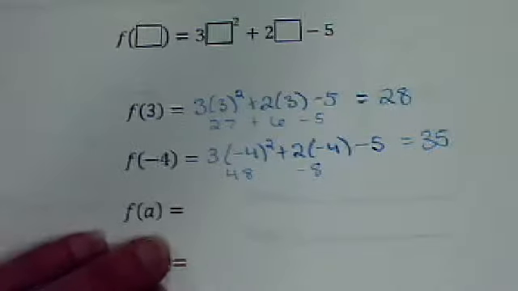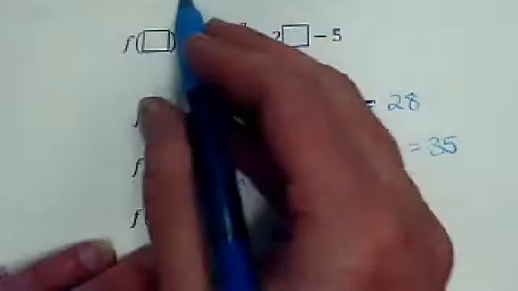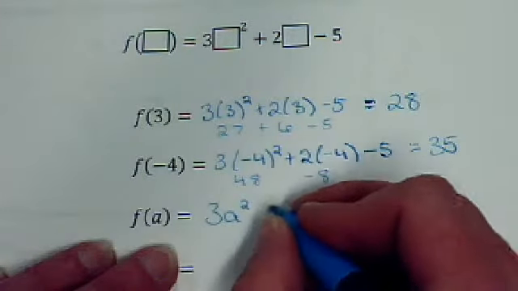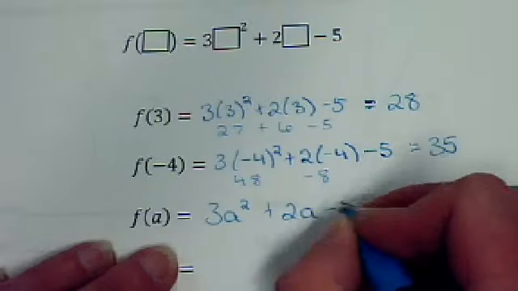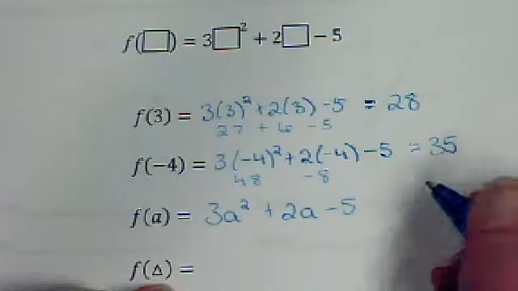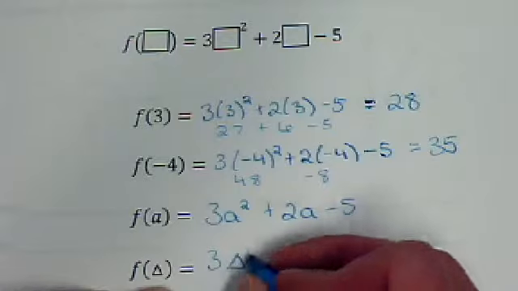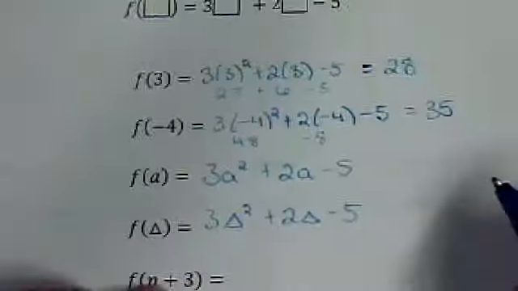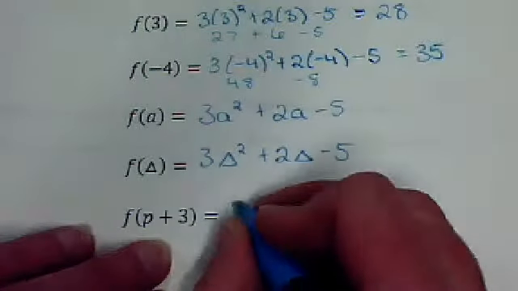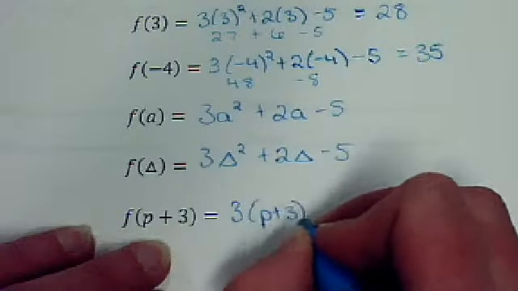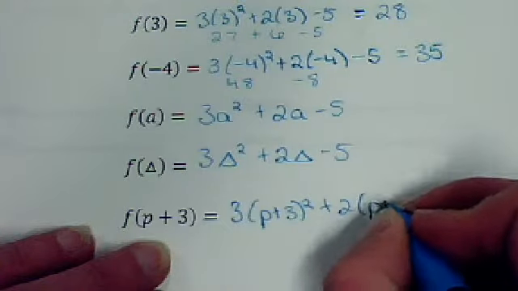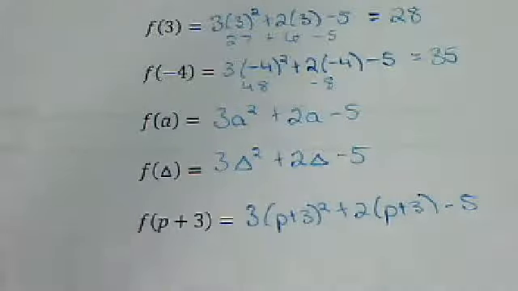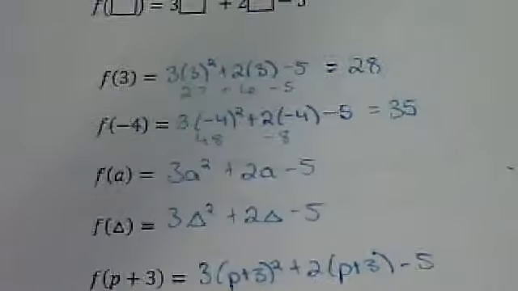Now what if they change it to an A? Again, that x was just a placeholder. This means to put an A everywhere we had the box. Even if it was a symbol, it goes in everywhere we had the box. Even if it's an expression, it just goes in everywhere we had the box. Now we could make that prettier, but for the sake of time, we're going to stop right there.